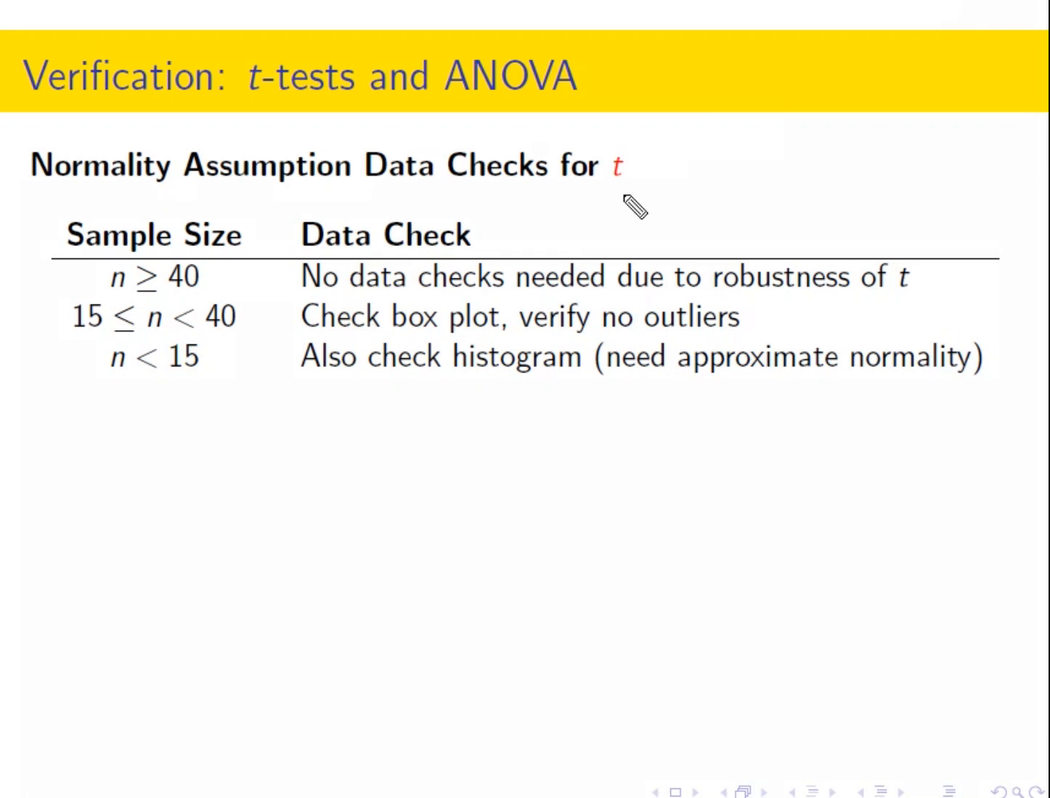That's important, right? Remember that even though it says between 15 and 40, we're checking a box plot. Well, any sample size under 40, we're checking a box plot. It's just that when we get to these small sample sizes, we're checking both the box plot and the histogram. So there are two data checks to do for these tiny samples. So please remember that, even though this chart may not have been spelled out that way perfectly.